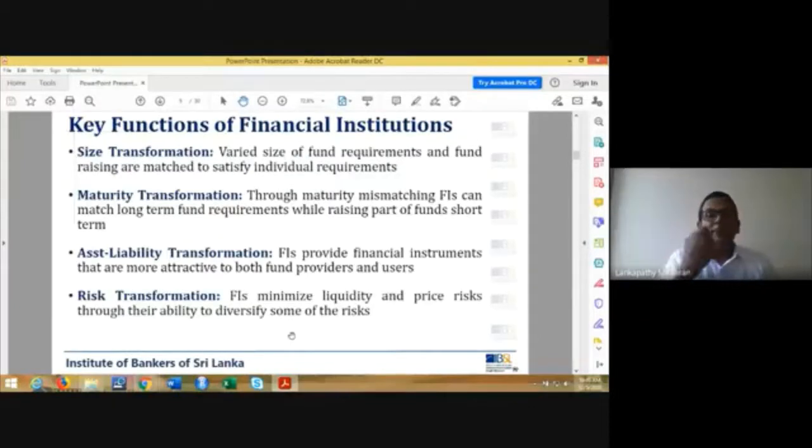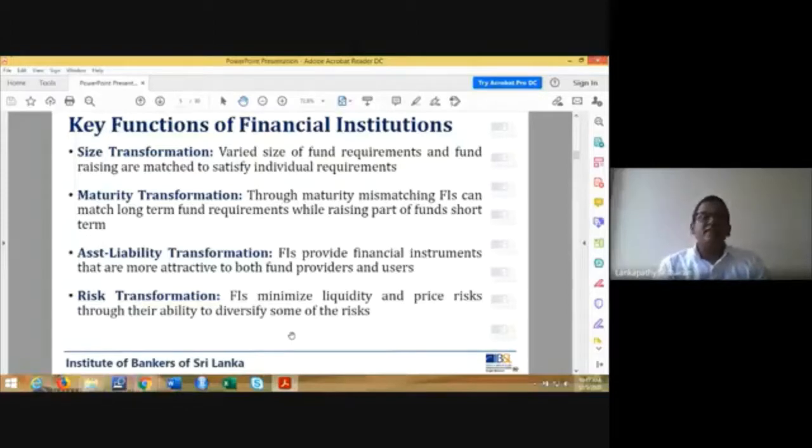So surplus unit people are happier with their deposit transaction or deposit certificate of the bank rather than getting some promissory note or something from the deficit unit. At the same time, the deficit unit people can also easily get loans and advances with a more legal background, in a more easy legal way. So the asset and liability transformation is also one of the key functions of the finance institution.